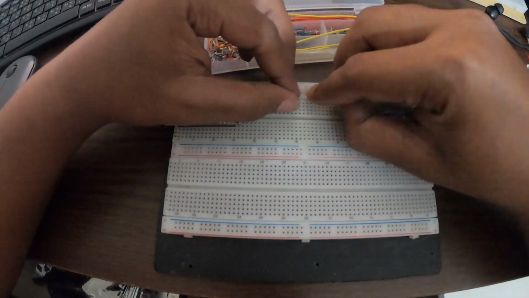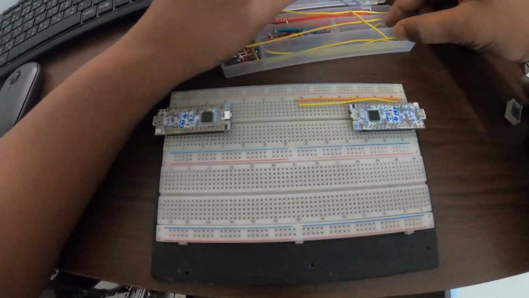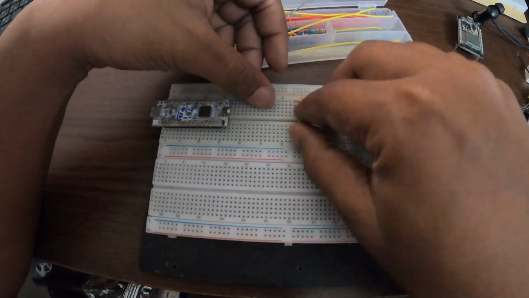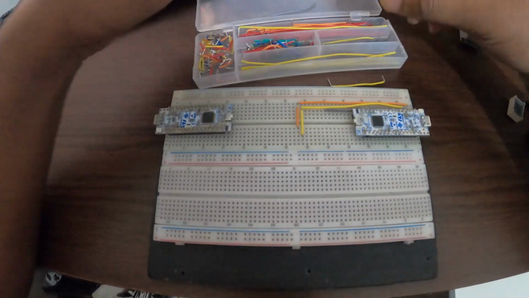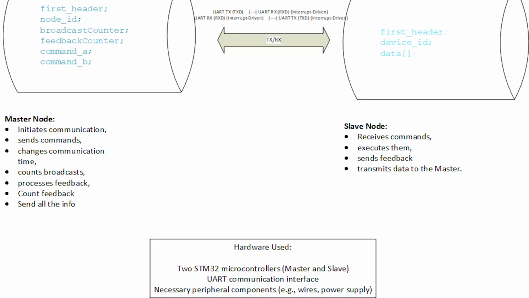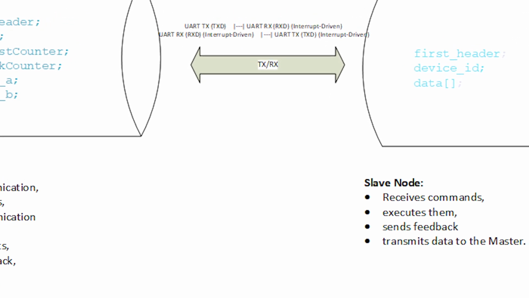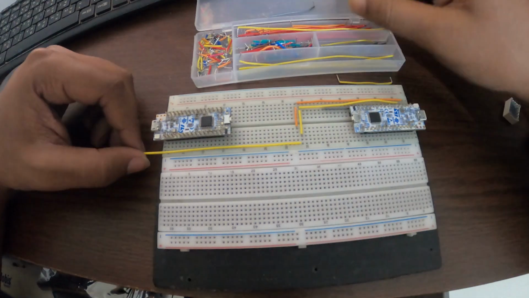Today I will be showing you my new project involving UART communication between two STM32 microcontrollers. In this project, the master node initiates communication while the slave node responds to the command, making for an efficient communication setup. Here is the high-level communication system of my system architecture. You can see the master and slave nodes are connected via UART. The communication is fully interrupt driven, allowing for responsive and efficient data exchange.